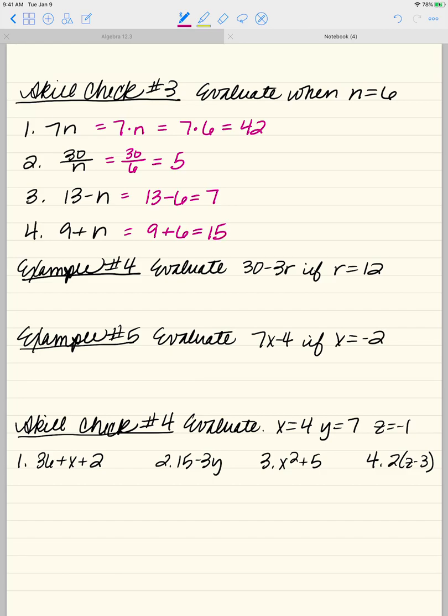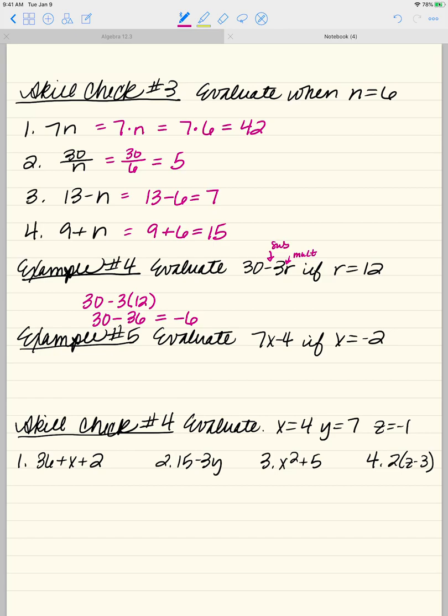Example number 4, evaluate 30 minus 3r if r is equal to 12. Two operations happening here, subtraction and multiplication. Order of operations says multiplication first. So rewrite your expression, substituting in for your variable. 30 minus 3 times 12. Okay, multiplication first. 30 minus 3 times 12 is 36. 30 minus 36 is negative 6.